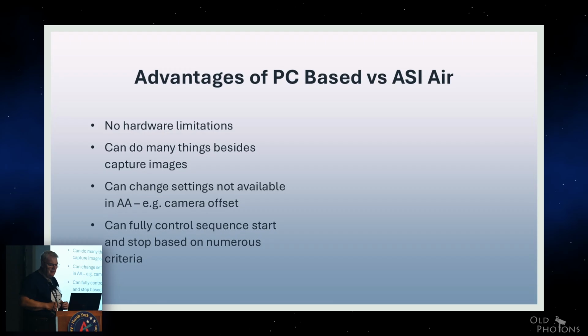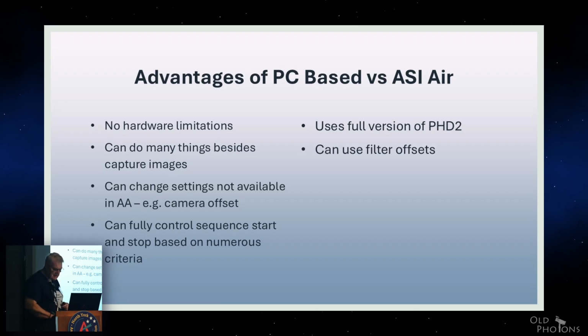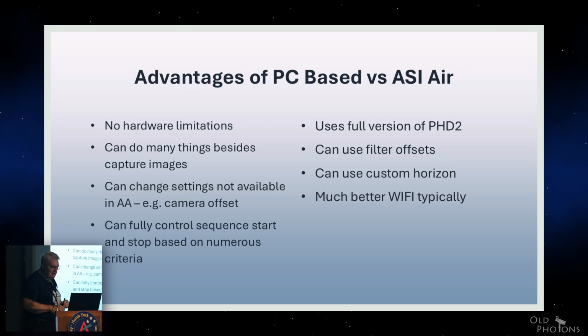You can fully control when to start and stop based on a number of different criteria. It uses the full version of PHD2 instead of the dumbed down version that's built into the Air. And so if you're having guiding problems, oftentimes you can make adjustments and solve them. You can use filter offsets, which I absolutely love. You can set up a custom horizon, and I'll show you what that looks like and how to do it. You absolutely get better Wi-Fi.